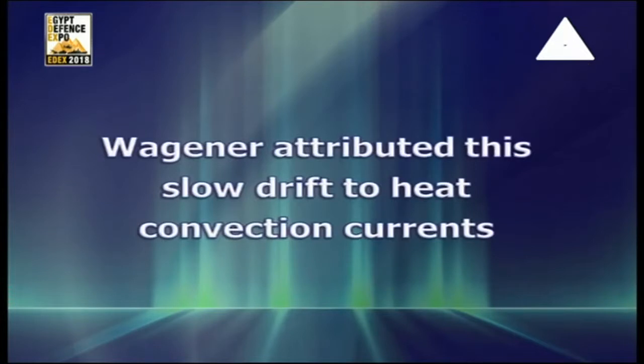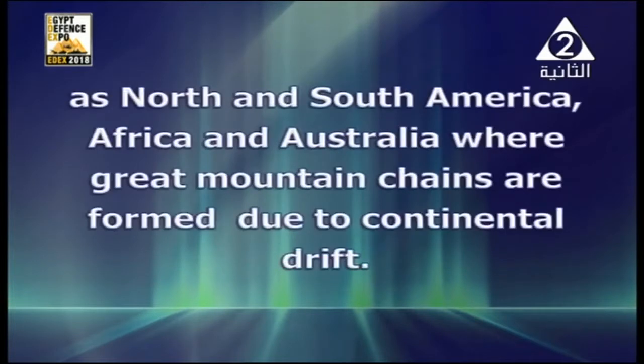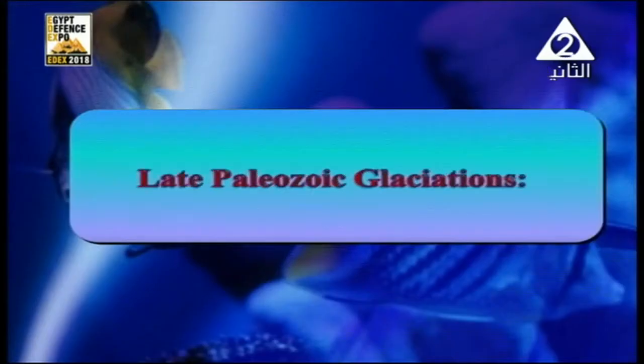continents. Wegener attributed this slow drift to heat convection currents, which were capable of rifting the crust, causing pronounced relief, particularly on the edges of the large continents, as North and South America, Africa and Australia, where greater mountain chains are formed due to continental drift.